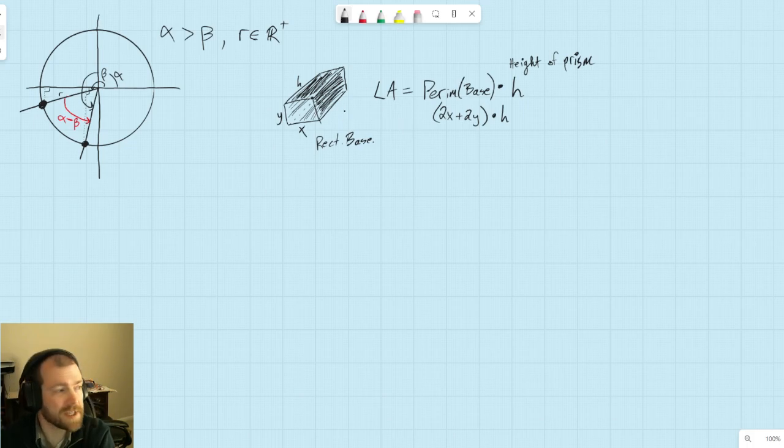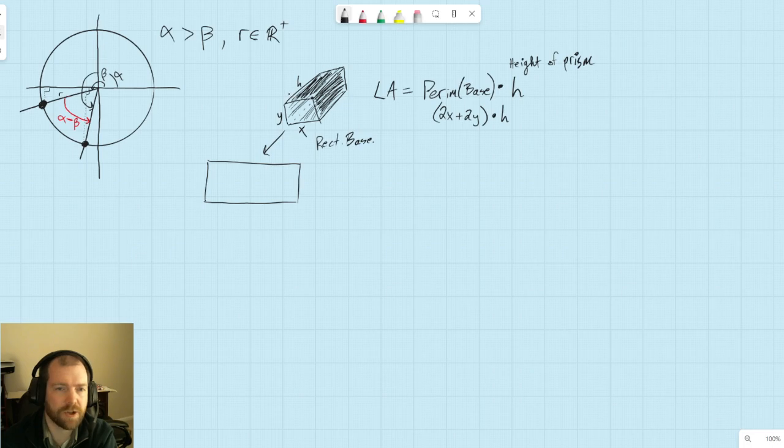All right, and the reason that works is that you can unroll this thing. And if you had this thing unrolled, we would find that h here would be the height there.